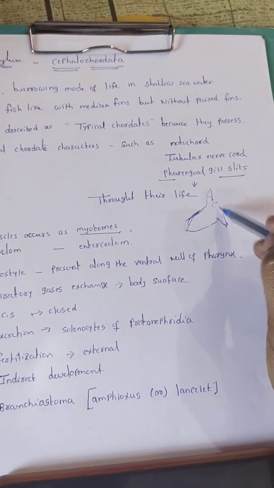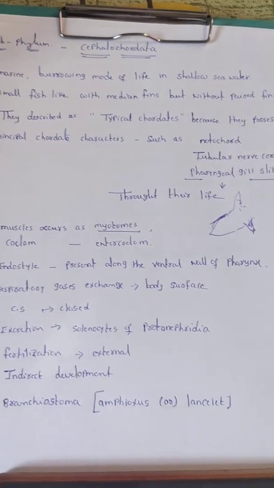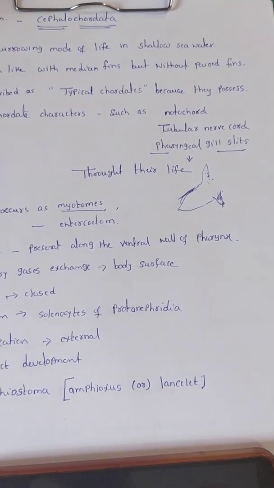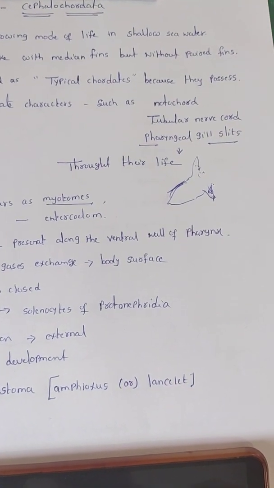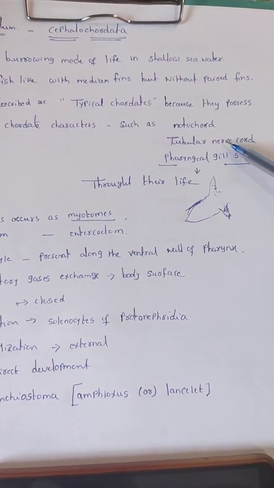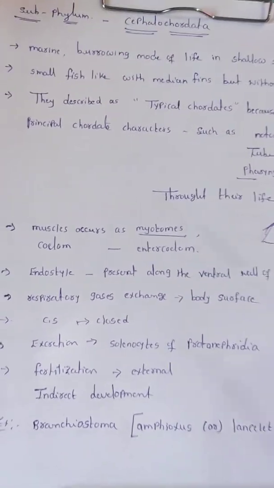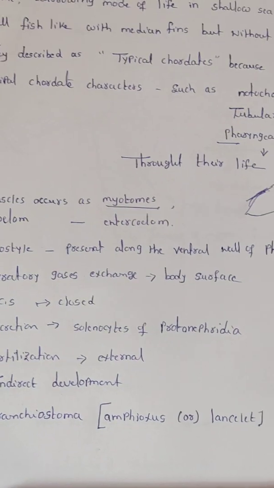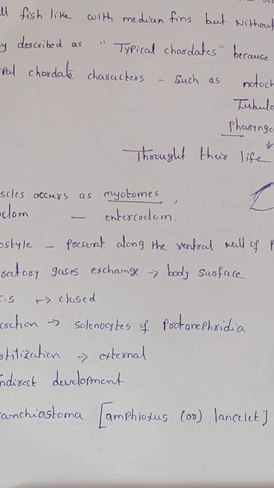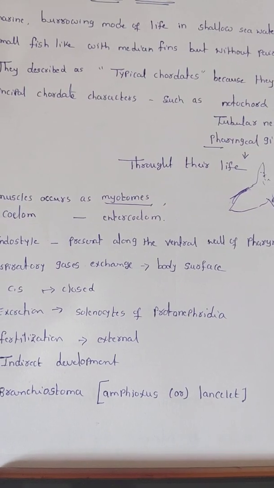Normal fishes have paired fins, but these are not paired ones, and they are described as typical chordates. Why are they described as typical chordates? Because they show all the chordate characters, that is, they have a notochord, a tubular nerve cord and pharyngeal gill slits throughout their life, and muscles occur as myotomes. Here myotomes means muscle blocks, and the coelom is an enterocoelom. Here the endostyle is also present.